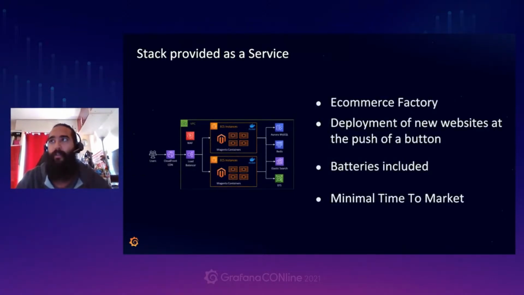So we actually do provide this stack as a service to our affiliates. We actually call the whole thing the e-commerce factory, and it allows us to deploy new websites pretty much at the push of a button. And every website that we deploy comes, batteries included actually, so it has all of the integration that we need to call other APIs, but also everything that's needed to have a clear overview of how the site is functioning. And of course, all of this we put in place to try to minimize the time to market for our affiliates, so they're up and running as fast as possible.